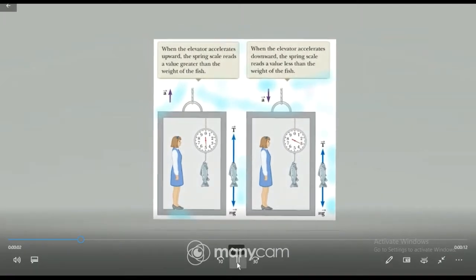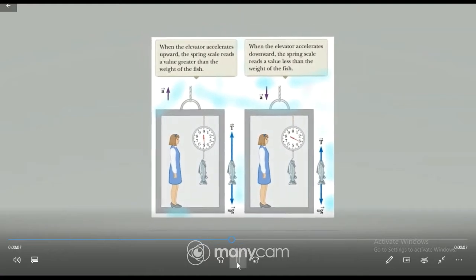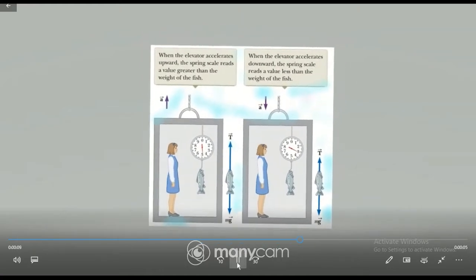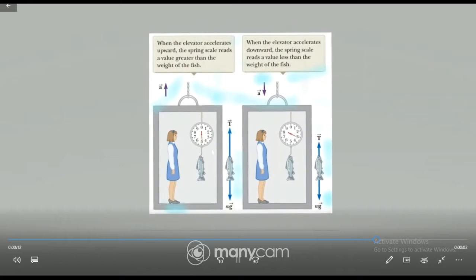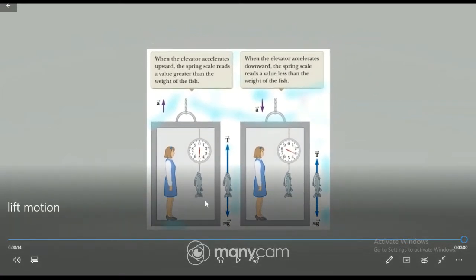To answer this question, it's not difficult if you understand it well. For example, if you wanted to measure the mass of the fish at rest on the earth's surface, you can use this spring balance or spring scale, and you can record the reading.